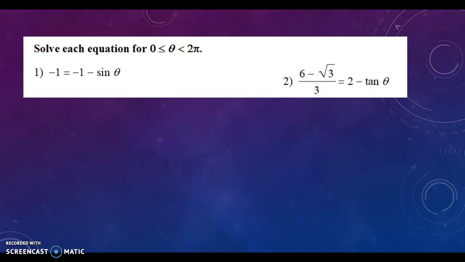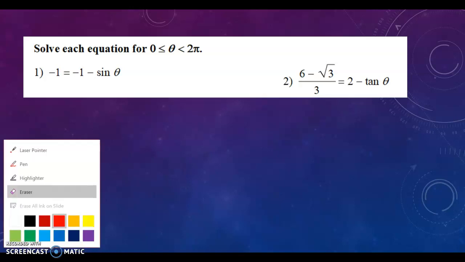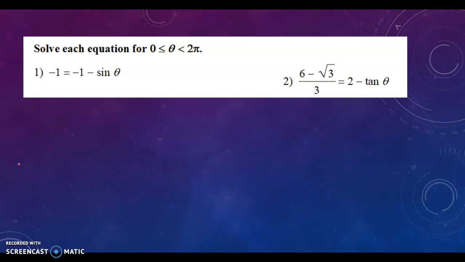Okay, so for these first two problems, we're solving each equation for theta when theta is greater than or equal to 0 and less than 2 pi. When you're solving problems like this, you want to think of your sine of theta as your x. This is what we're trying to isolate. That's what we want to get by itself. So if I have -1 equals -1 minus sine of theta, and I want to get sine theta by itself, I can start off by just adding 1 to both sides of my equation.